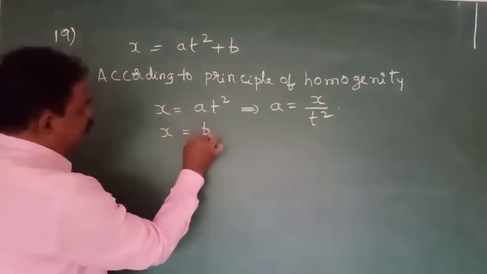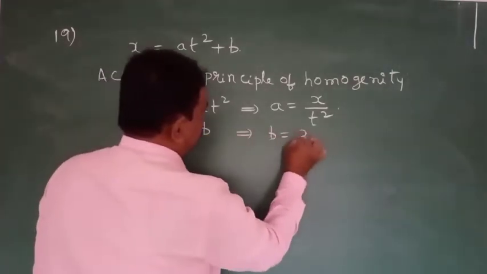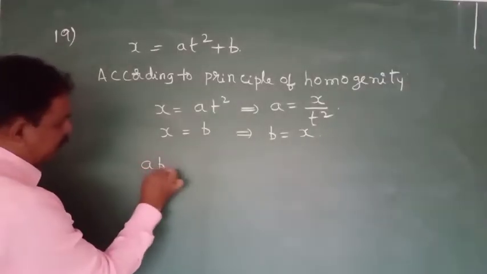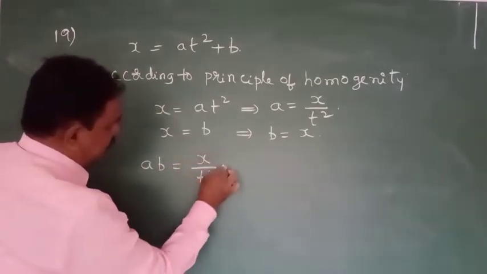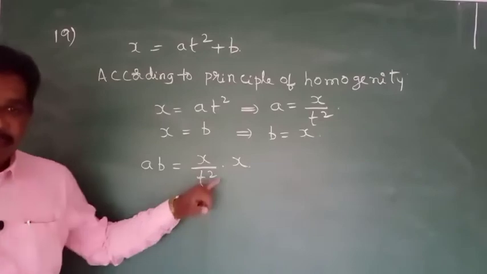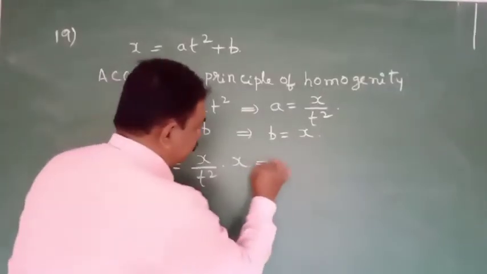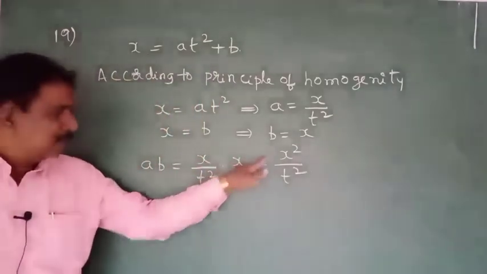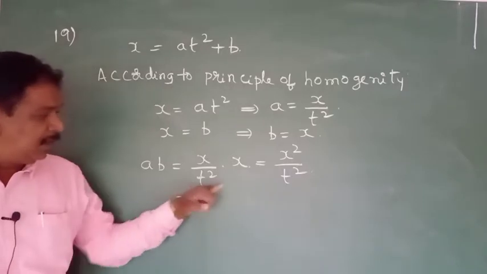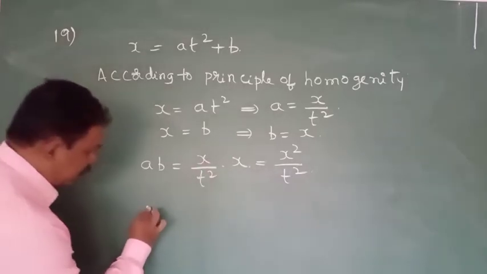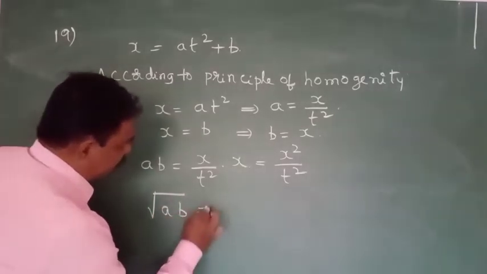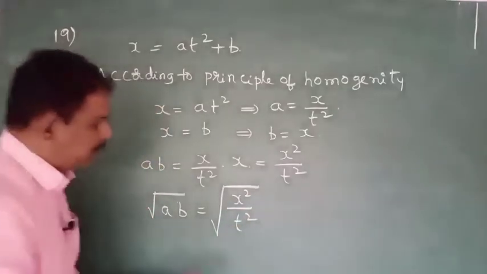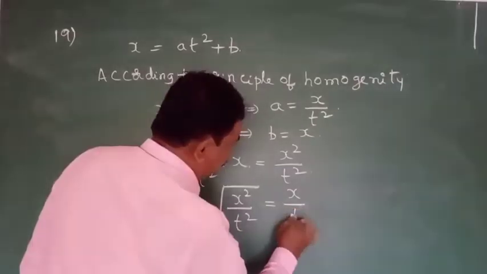Similarly, x is equal to b means b is equal to x. If you take a into b, how much will it be? x by t square is the a value, and the b value is x. So it becomes x square by t square. x into x will be x square, and the denominator t square is there. They are asking root ab value, how much? Root x square by t square, so it becomes x by t.